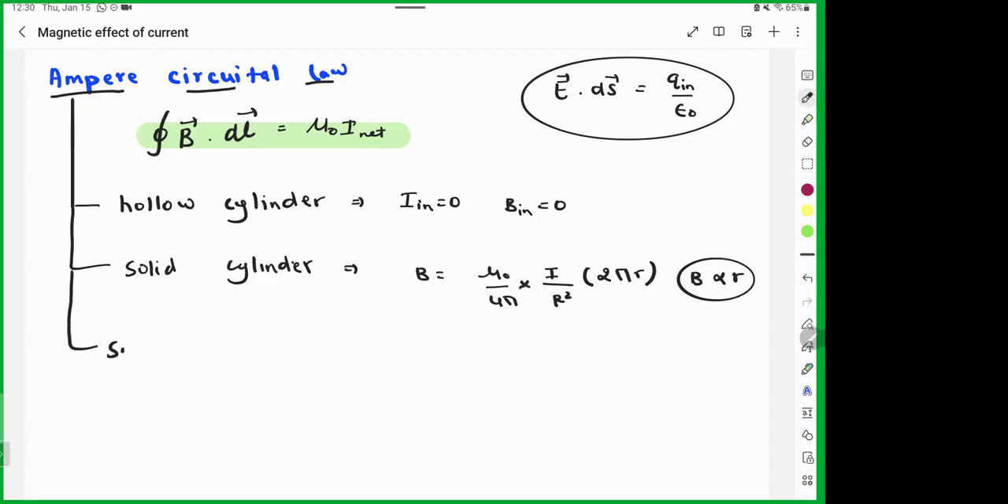Then if you take a solenoid, you will use the same integration of B dot dl, which will be equal to mu naught I. Remember, if you want to calculate the total net current for the number of coils, it will be the total number of coils and the current in each coil. Small n is the number of turns, which is the total number of coils per unit length. So your net current will be equal to n l I.